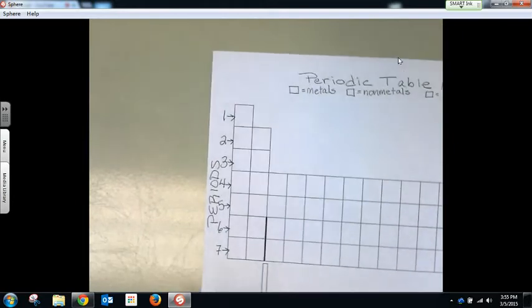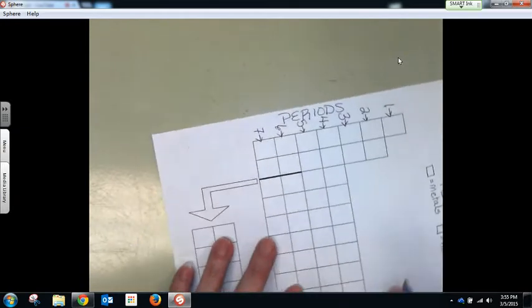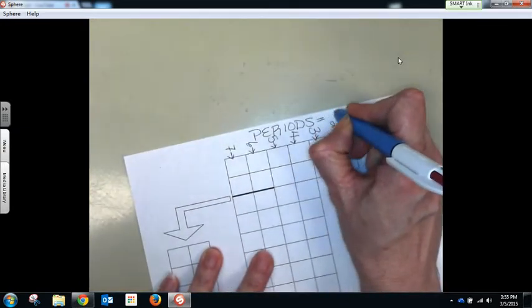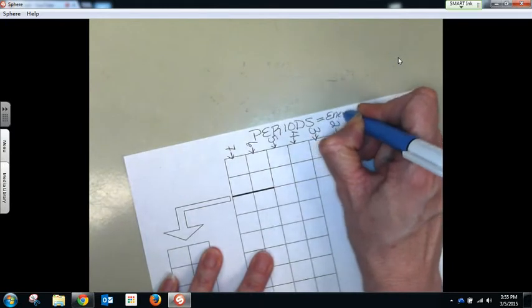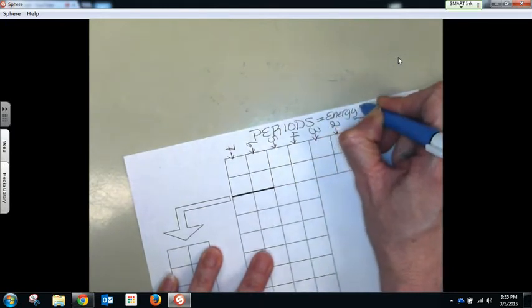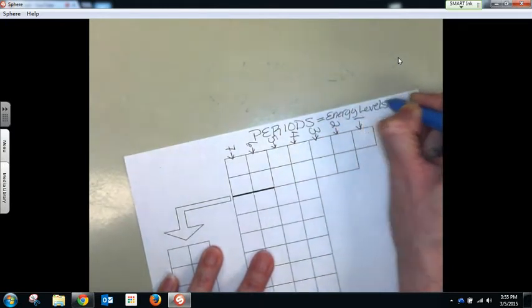We have 7 rows. What you need to know is that the periods are also the same as the number of energy levels. So that equals the energy levels.